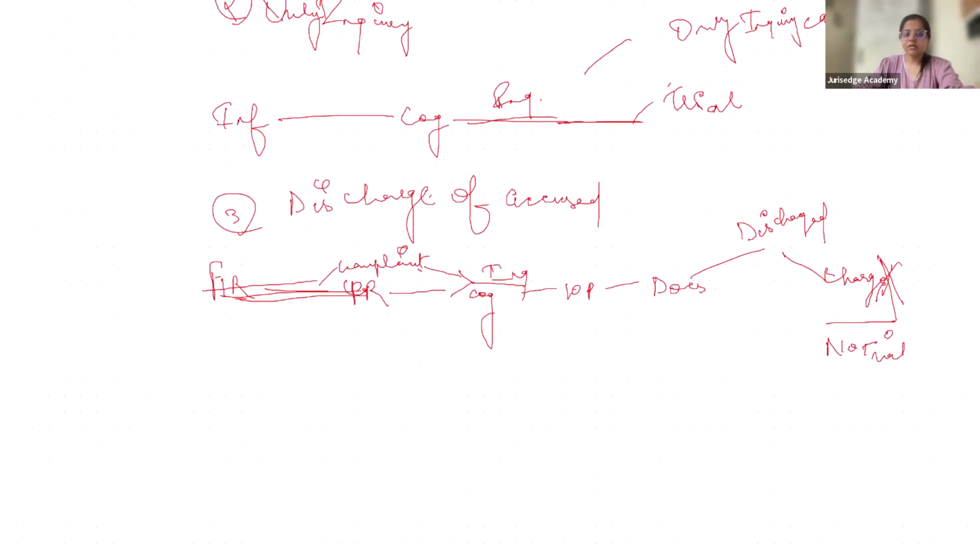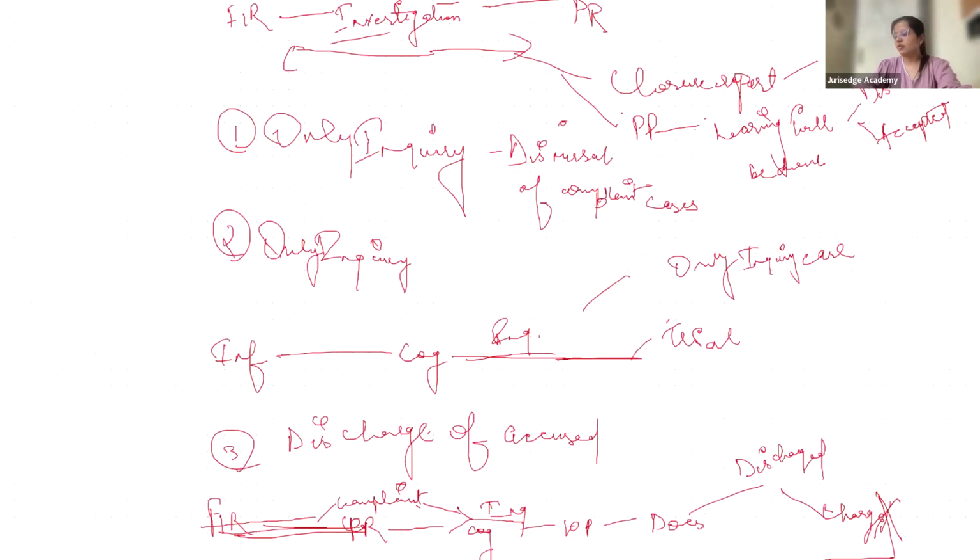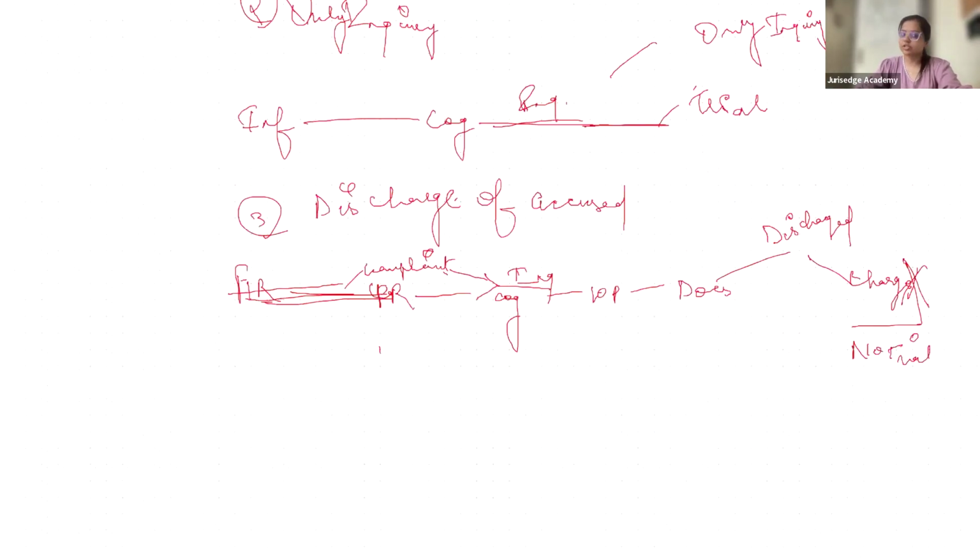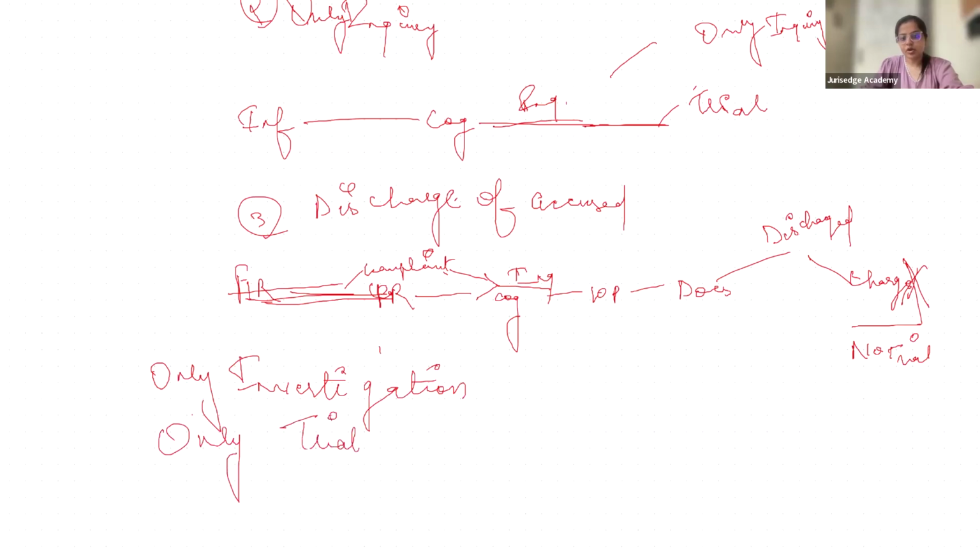So only these three instances are possible where there is only inquiry, no trial, no investigation. And no such case is possible where only investigation takes place. Only investigation and only trial are not possible. Why?